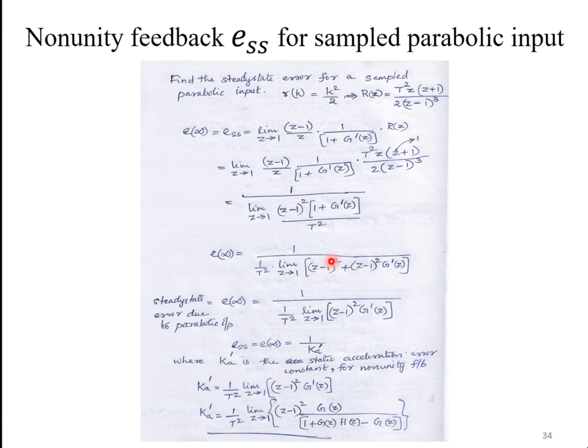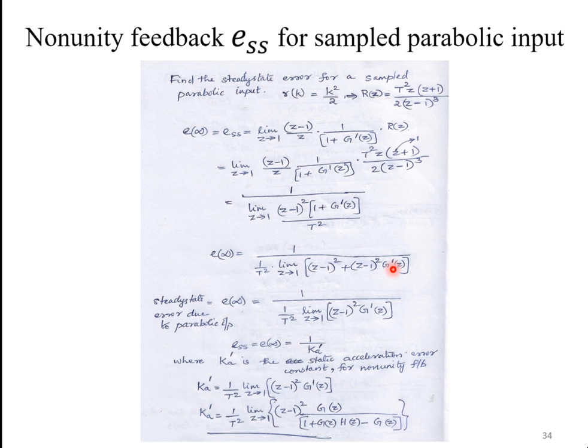Again, as we have done in the ramp input, here you can apply the limit as z equal to 1. So 1 minus 1 is 0, and 0 squared will be 0. But here you cannot just apply it like that and put it as 0. Why? Because it depends on the G'(z) factors, or G'(z) poles.